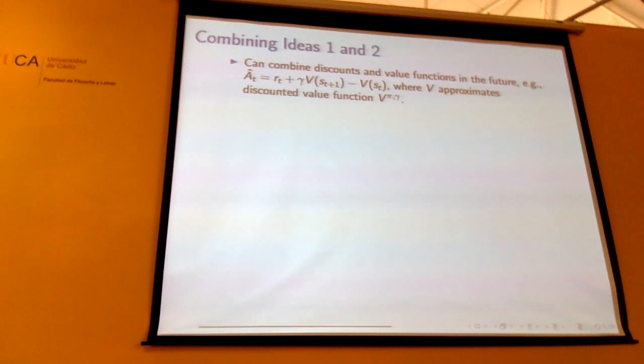Okay, so we can actually combine these two ideas of discount factors and of cutting off the reward series early by using our value function to integrate out future rewards. Here's just one example. This is kind of the stupidest way of combining it, but it's a formula that comes up a lot. If you have a discount factor, you can take reward plus discount times future value minus the current value.